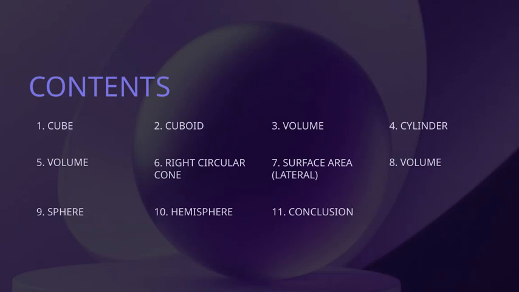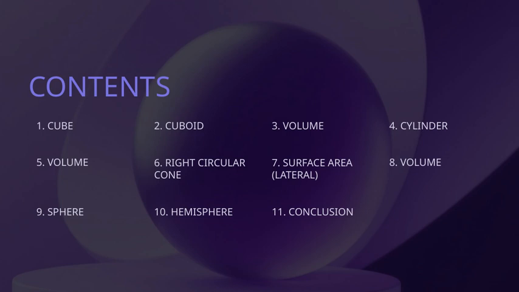All right, let's take a quick look at what we'll be covering today. On this slide, we have the contents of our presentation, starting with the cube. We'll then move on to the cuboid, and later we'll explore the volume of different shapes. You'll notice we also have specific focus on the sphere, the right circular cone, and the hemisphere. Additionally, we'll discuss surface area, particularly the lateral surface area, which is crucial in understanding how much material covers these shapes. Towards the end, we'll tie everything together with a comprehensive conclusion.